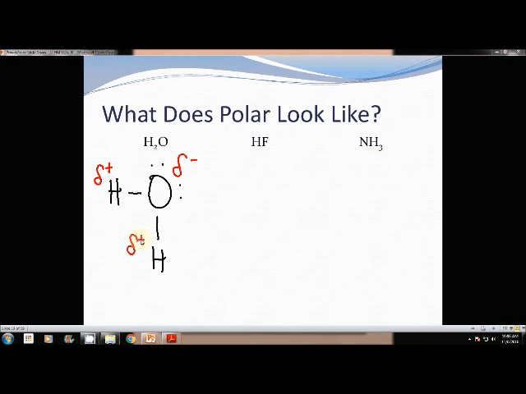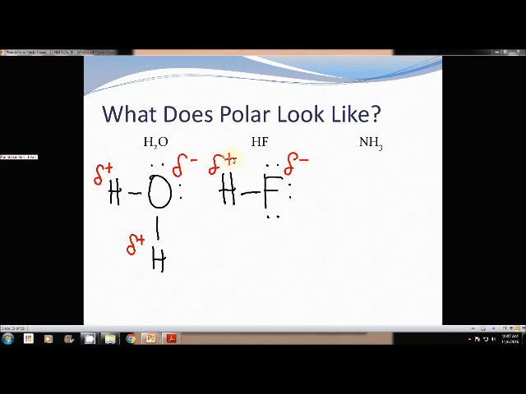Next, we have HF. So this one does not have a central atom, but F's have 7 electrons, and hydrogens have 1, so I connect it. It doesn't have a central atom, so we couldn't come up with the molecular geometry name, but we do know that it's polar because all of the electrons are on one side. All of the electrons are on the fluorine. So that means that the fluorine is slightly negative, and the hydrogen is slightly positive. Hydrogens will usually be slightly positive.